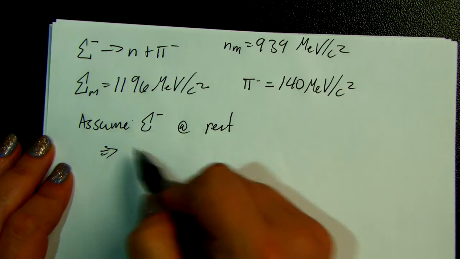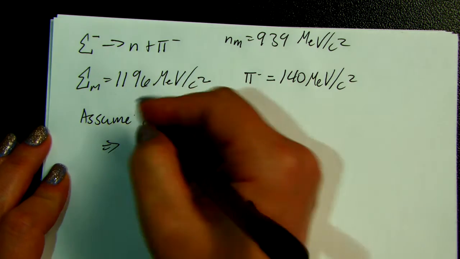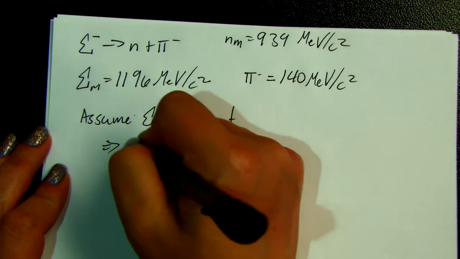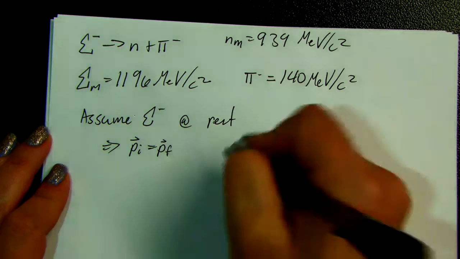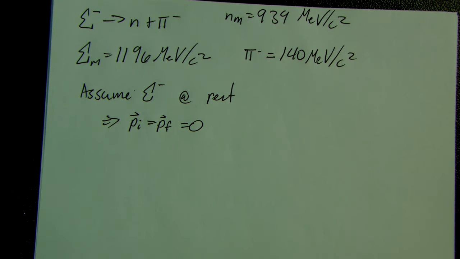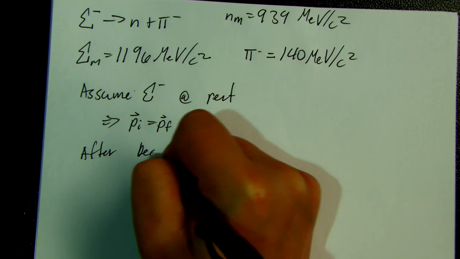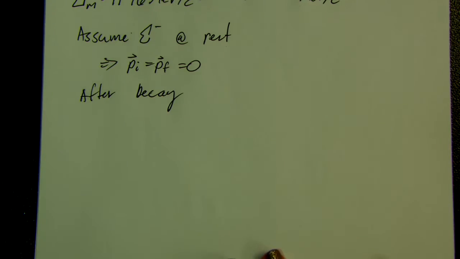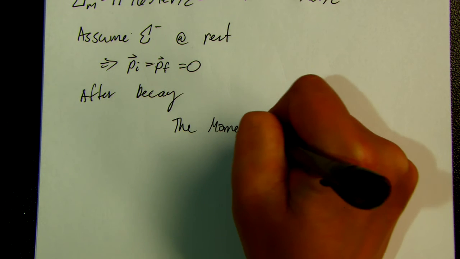So that means the initial state is that there's zero momentum, and therefore momentum is conserved. So the initial momentum equals final momentum, always true. In this case, they must both equal zero. Now we're going to go after the decay. All right, so we'll start with the momentum principle.